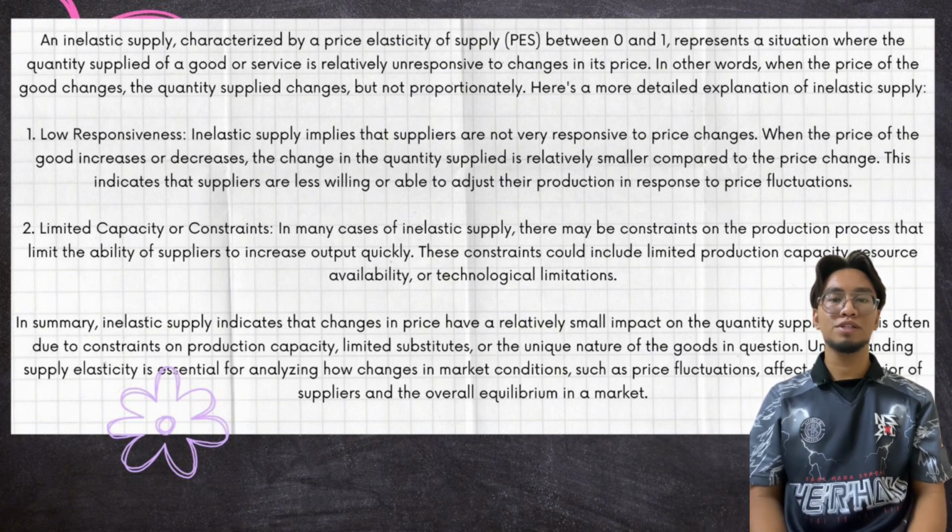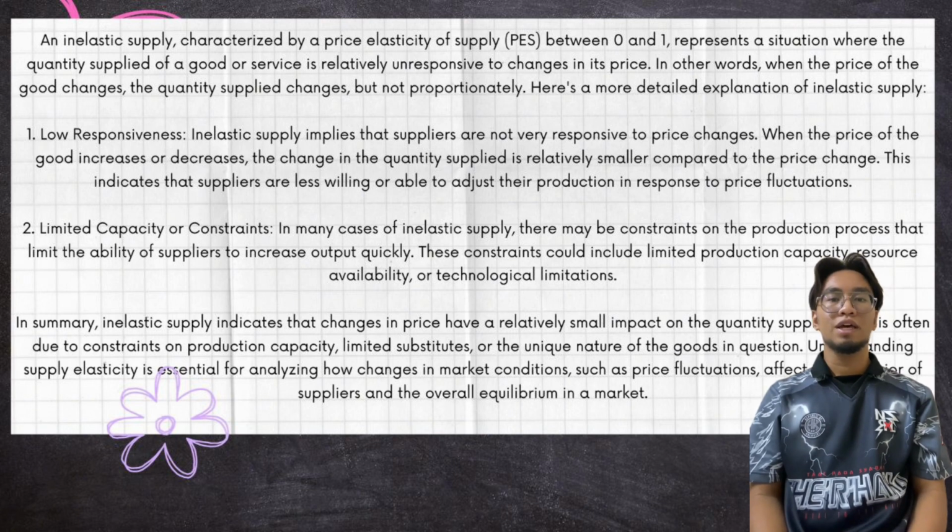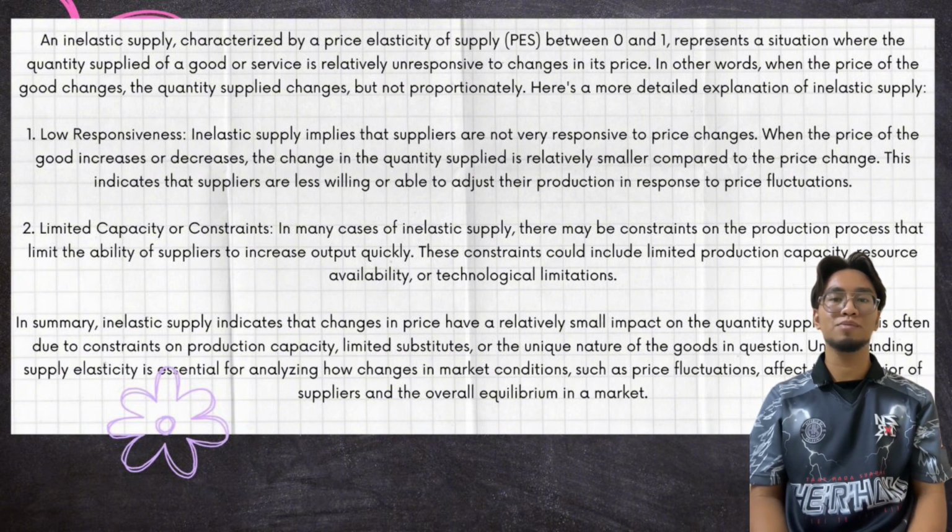First, responsiveness. Inelastic supply implies that suppliers are not very responsive to price change. When the price of good increases or decreases, the change in the quantity supplied is relatively smaller compared to the price change. This indicates that suppliers are less willing or able to adjust their production in response to price fluctuation. Next, we move to question 3.